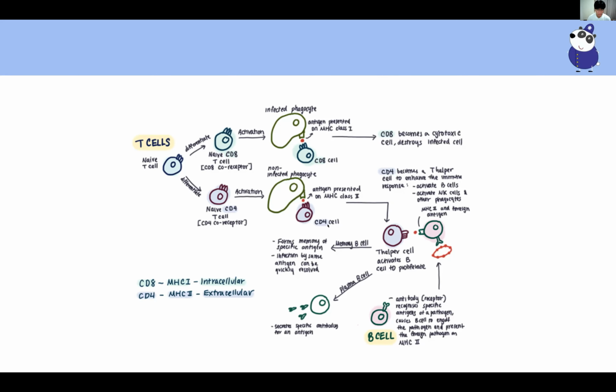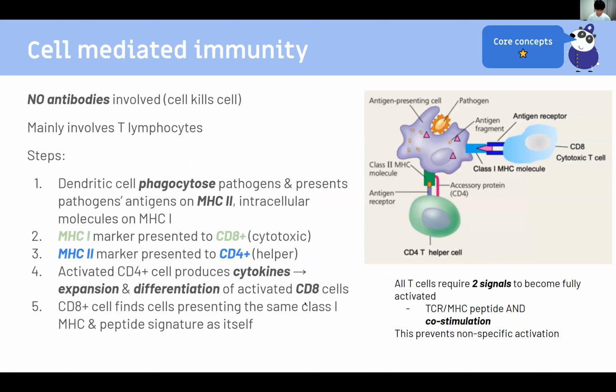Whereas for CD4 cells, it has to be antigen presented on MHC class 2, meaning it will be an APC. And then CD4 becomes T helper cells, where CD8 becomes cytotoxic cells and destroys infected cells right away. T helper cells will go and activate B cells to proliferate, but also help with activation of T cells as well. And B cells will secrete antibodies. I think I'll go into a bit more detail here.